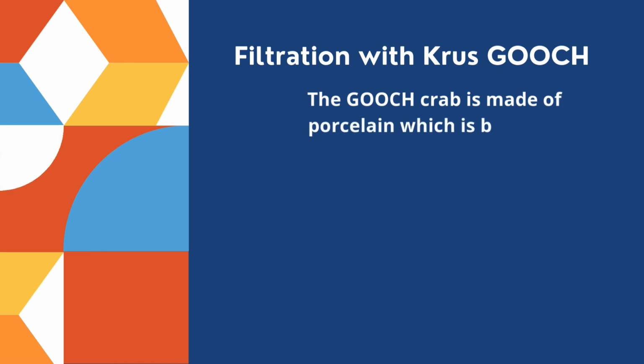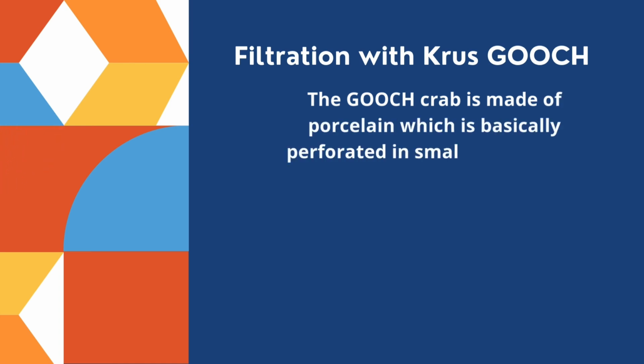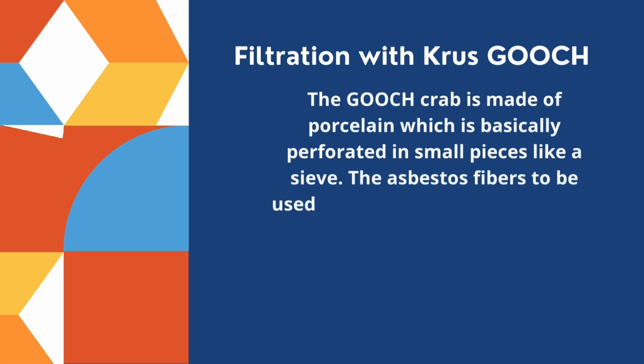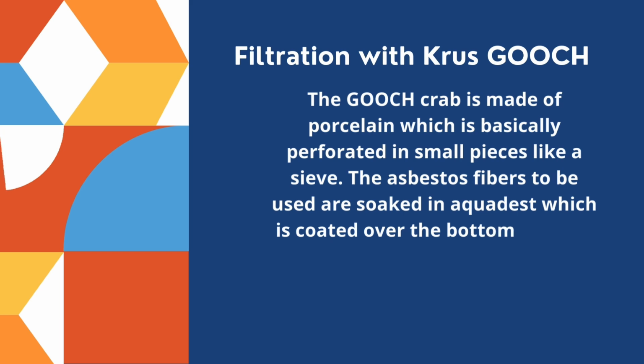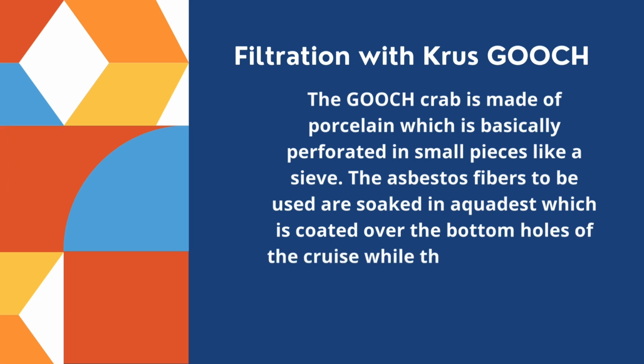Filtration with Gooch crucible. The Gooch crucible is made of porcelain, which is basically perforated with small holes like a sieve. The asbestos fibers to be used are soaked in water, which is coated over the bottom holes of the crucible while the crucible is sucked with a vacuum pump.